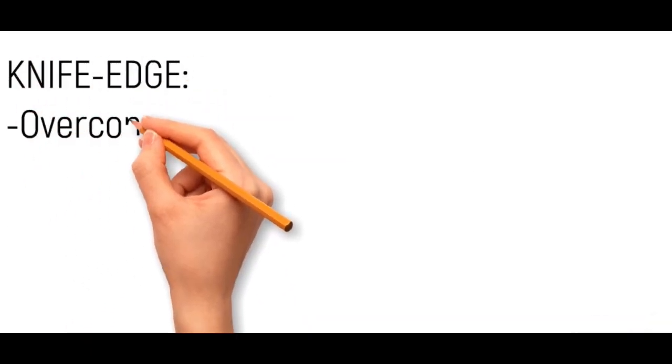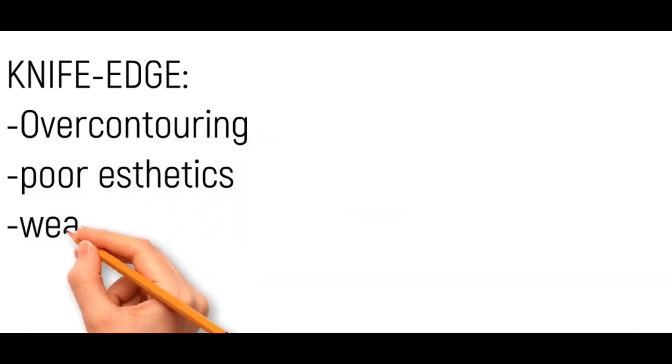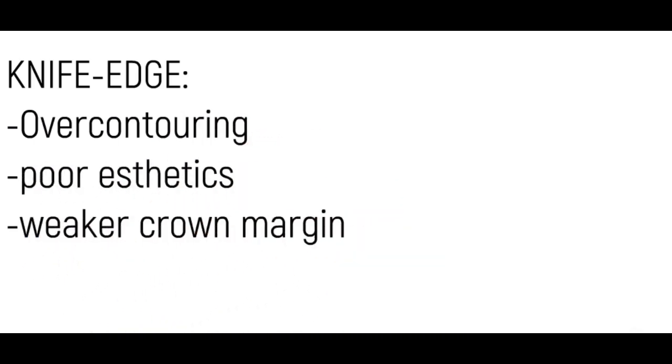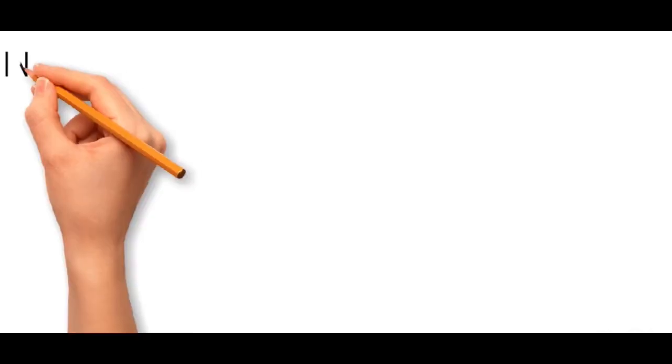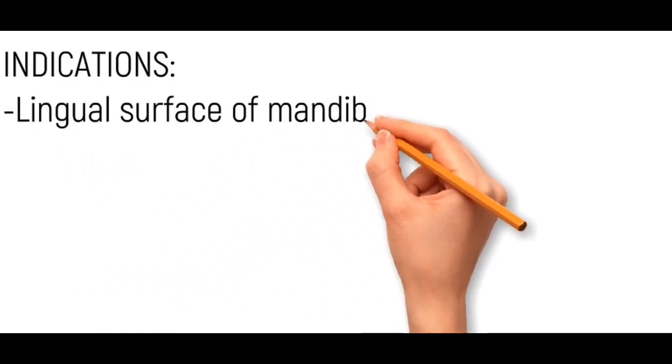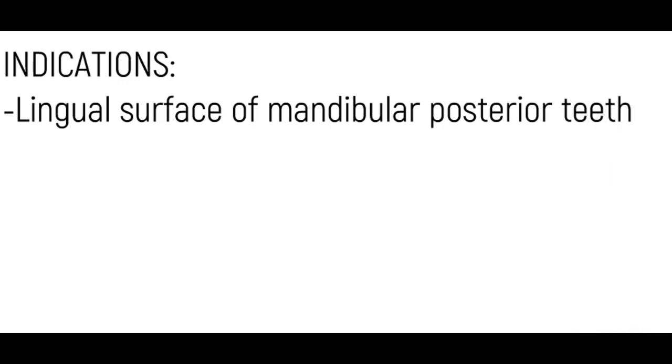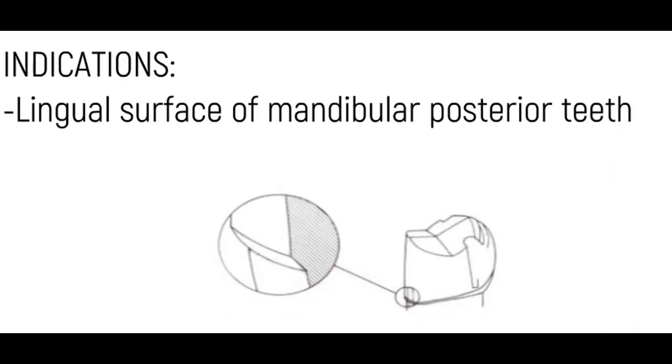Now we will talk about the knife edge margin, which is a weak crown margin and it is rarely used. It has poor aesthetics and it requires over contouring of the tooth. Indications include the lingual surface of mandibular posterior teeth, and here you can appreciate a picture. You can see on the lingual surface of the mandibular posterior teeth a knife edge margin is shown.